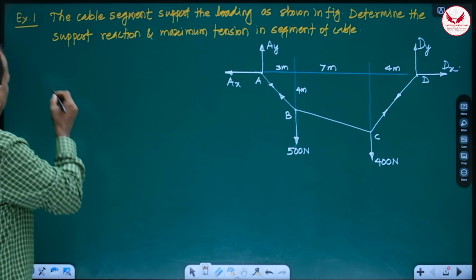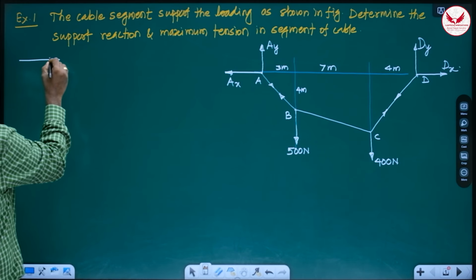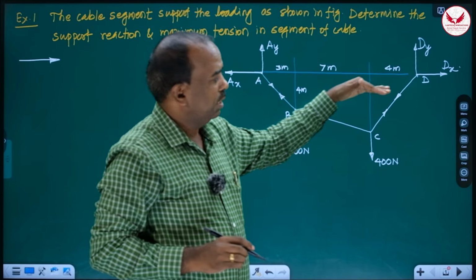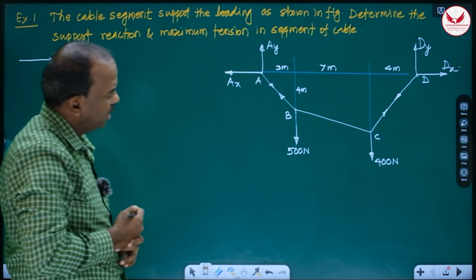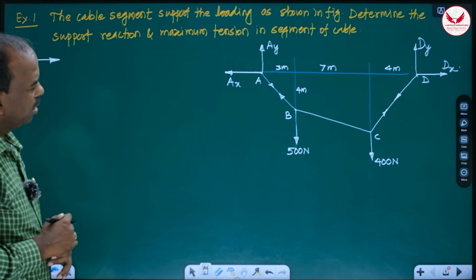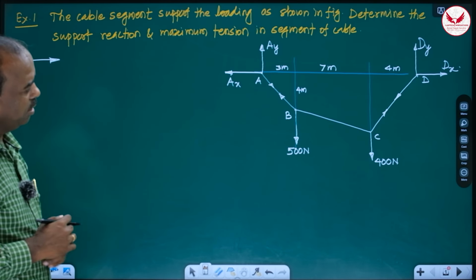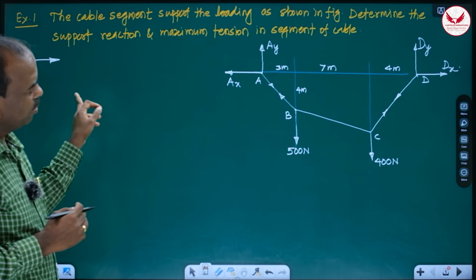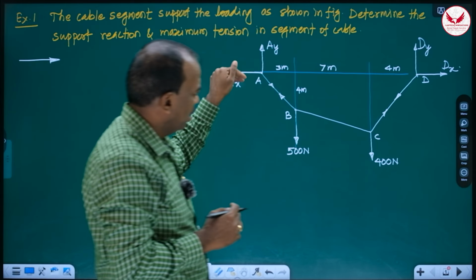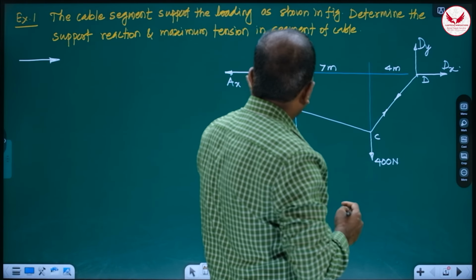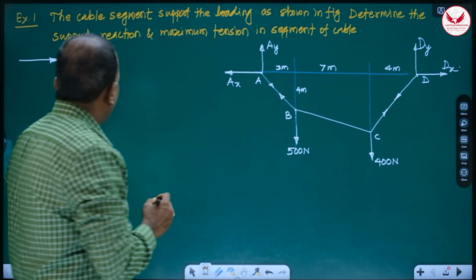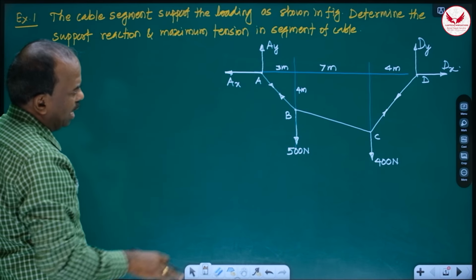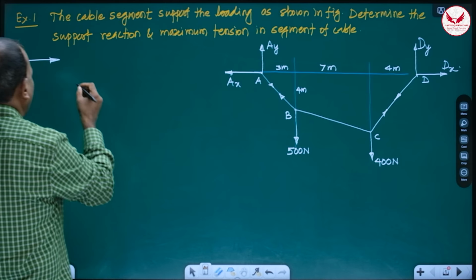Once you draw the free body diagram, the speciality of this example is that both supports A and D are at the same level. Generally such an example is asked in the examination. So carefully observe the steps of solving it. When supports are at the same level, the very first step is to consider the whole cable.